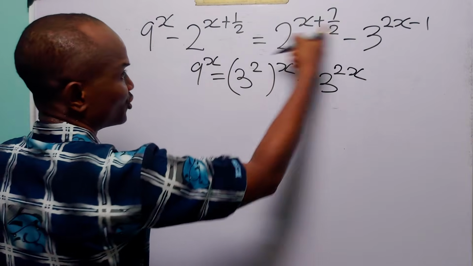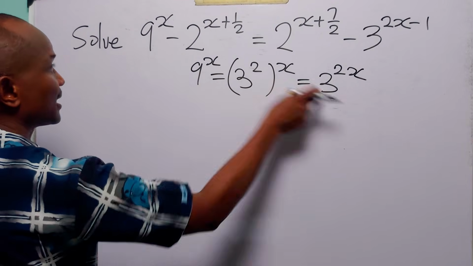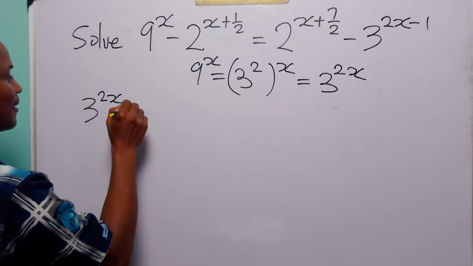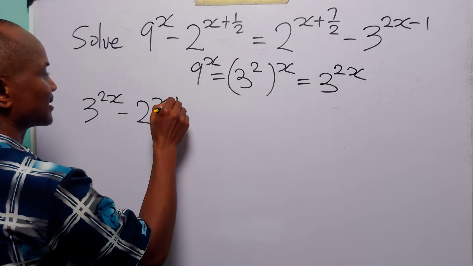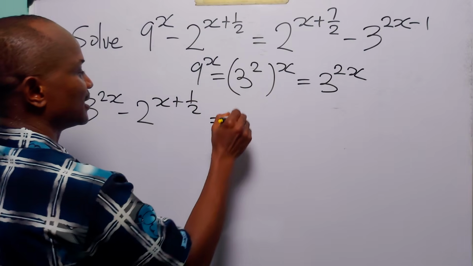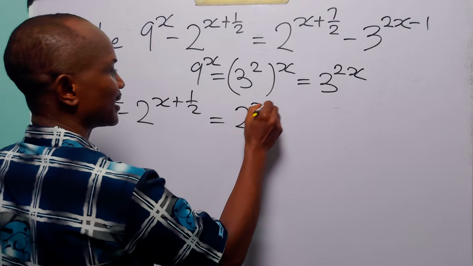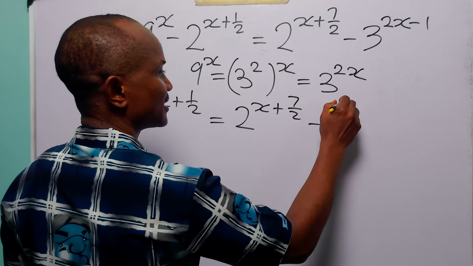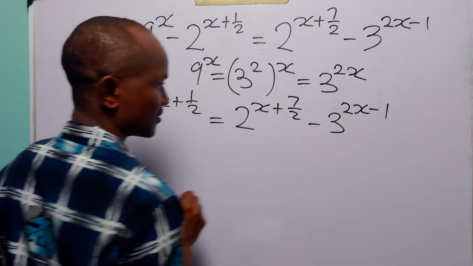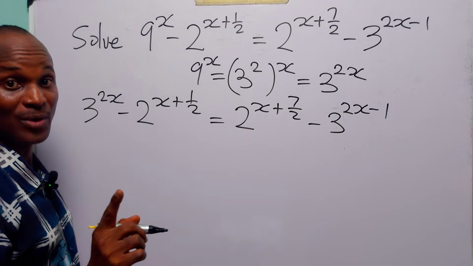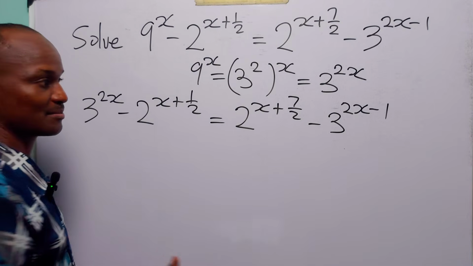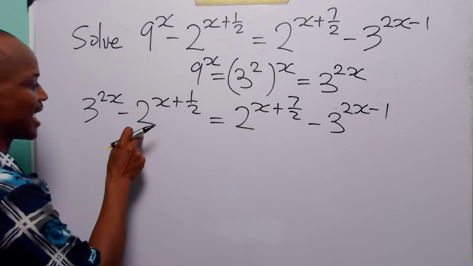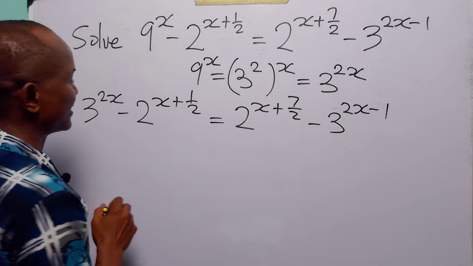Now let us rewrite the original equation. We have 3 to the power 2x minus 2 to the power x plus half is equal to 2 to the power x plus 7 over 2 minus 3 to the power 2x minus 1. The next thing we are going to do is to collect like terms. We will move this term over to the left and move this over to the right.